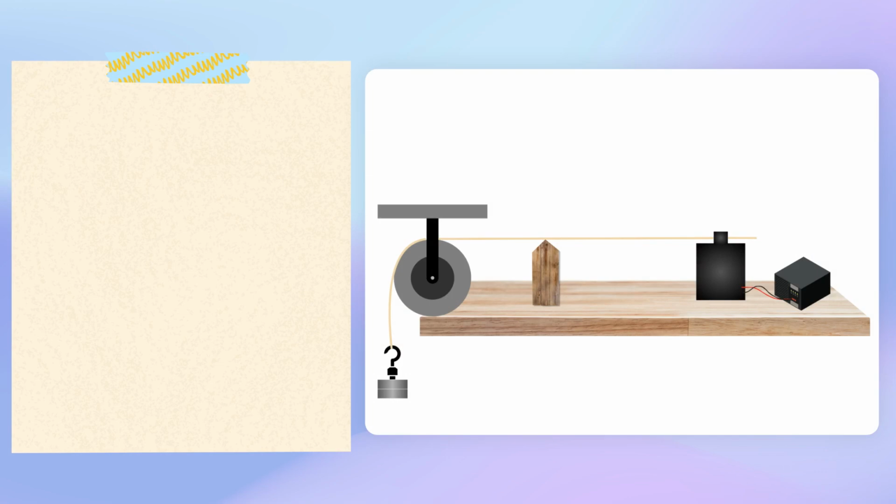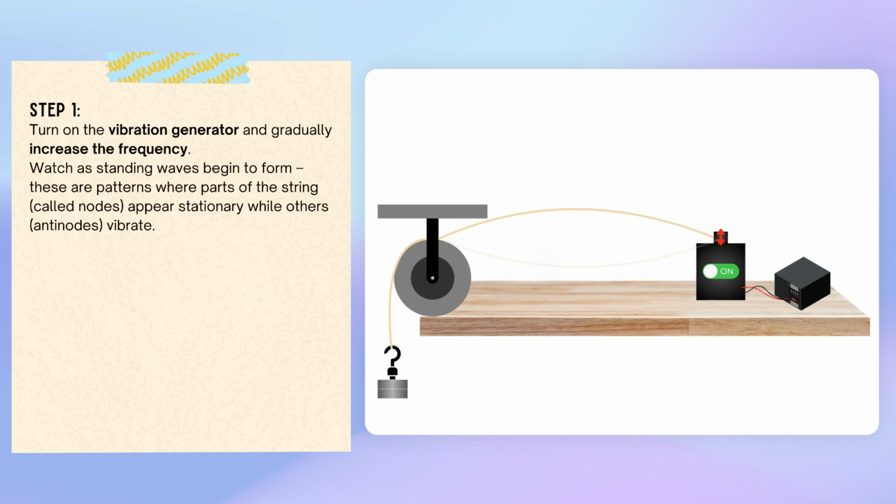Ensure the string is properly secured at both ends and that the weight is sufficient to keep the string tight. With this ready, we can now get into the method. For our first trial, let's remove the wooden bridge so we have a longer distance of string to measure. First, turn on the vibration generator and gradually increase the frequency. Watch as standing waves begin to form.